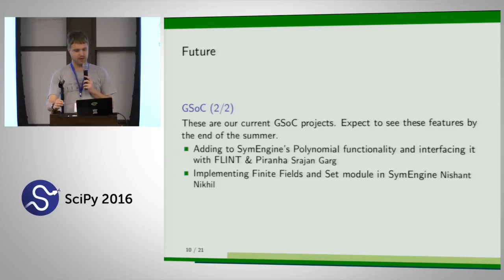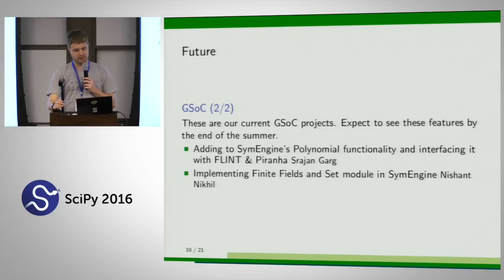And there are a couple of Google Summer of Code projects for SymEngine, which we're going to go over briefly here. SymEngine is a separate project that's branched off of SymPy to basically rewrite a core symbolic engine in C++ to be very fast.